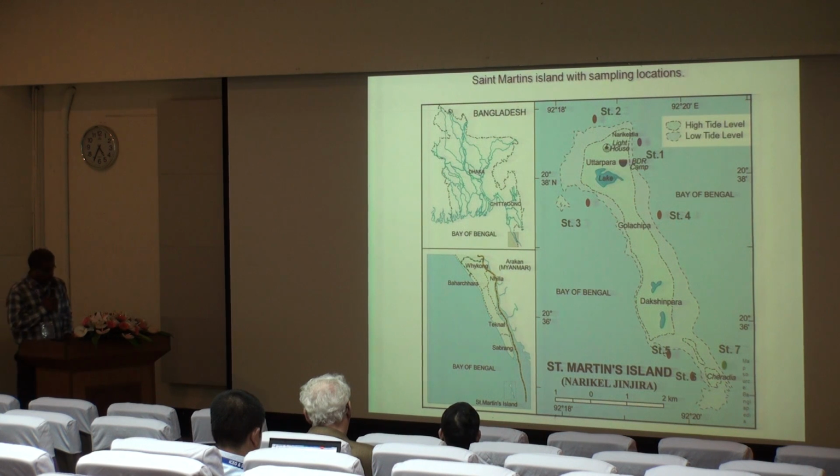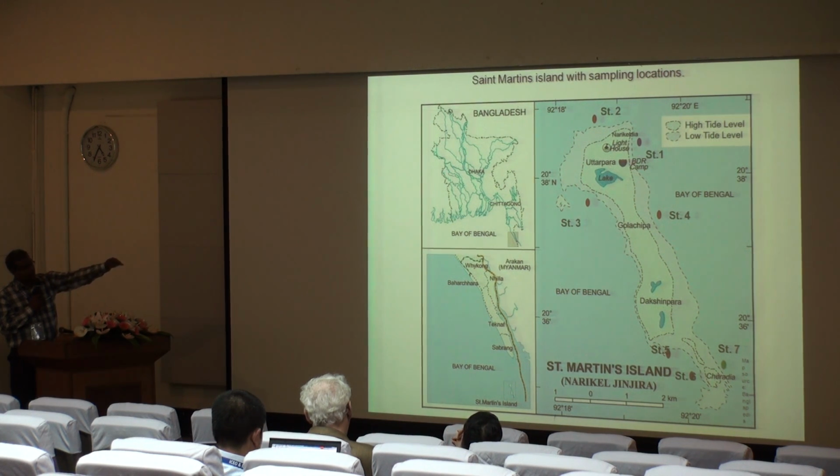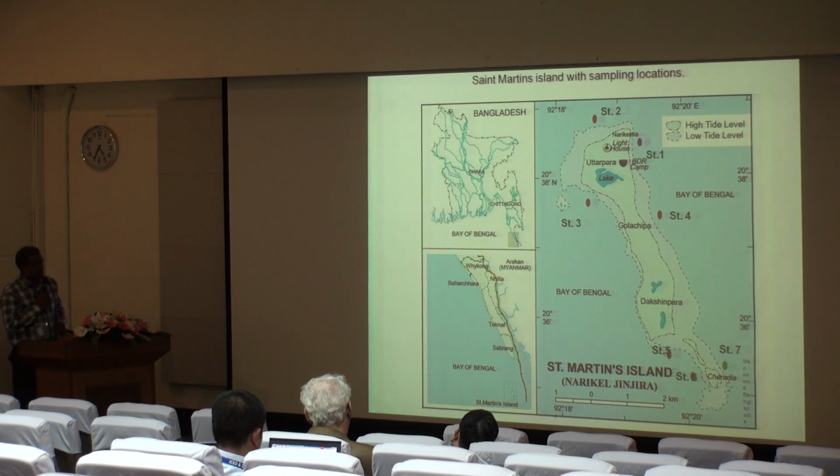We chose these stations: this is the northeast part of the island, stations 1, 2, 3, 4, as the water passes through this way, then 5, 6, 7. This way we tried to collect the data from these stations and to understand, and at the same time we tried to observe the coral status of this island.